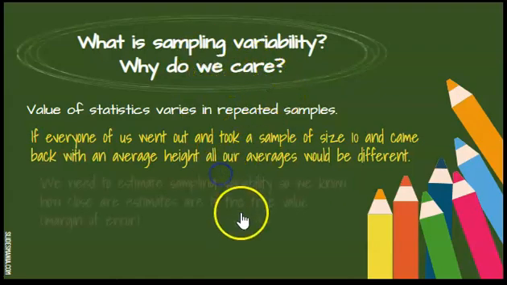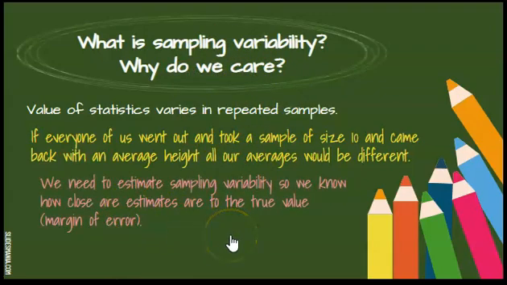Now, why do we care about this? Well, we need to be able to estimate the variability so we know how close our estimates are to the real value, the true value. What's our margin of error, basically? Remember, we're trying to find a good sample statistic to help us predict a parameter about a population. So if we can estimate how much these things vary, that helps us have a better prediction.